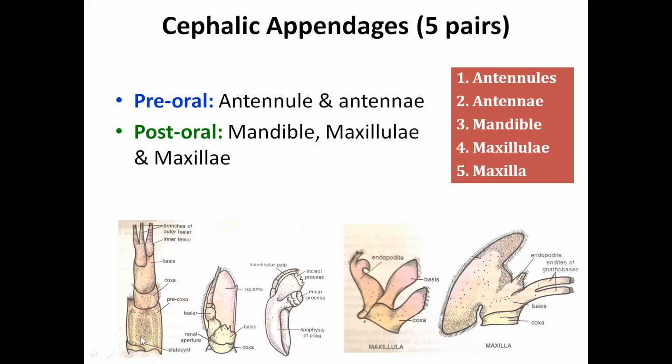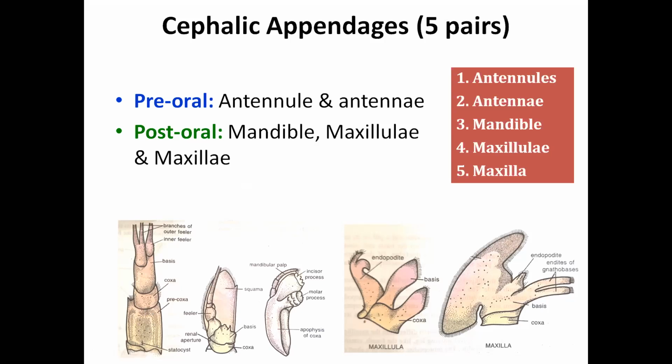So here you can see that this is the very first, the antennule. This is precoxa, coxa, basis. Then this is the antenna. This is the mandible. This is the maxillula, and this is the maxilla. So these are basically the different types of cephalic appendages.